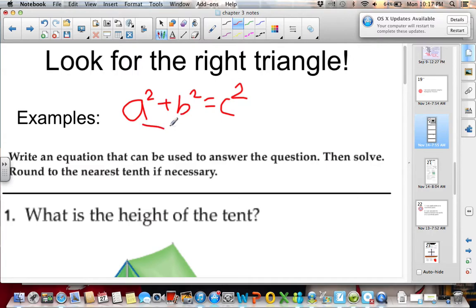A and B are what part of the triangle? The legs. And C is what part of the triangle? The hypotenuse, which I'm just going to label like that. All right, so here we go.